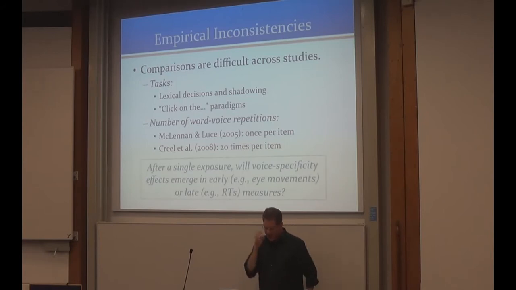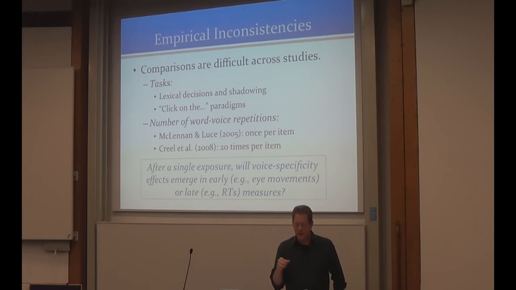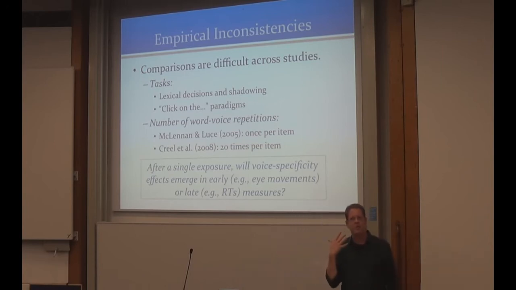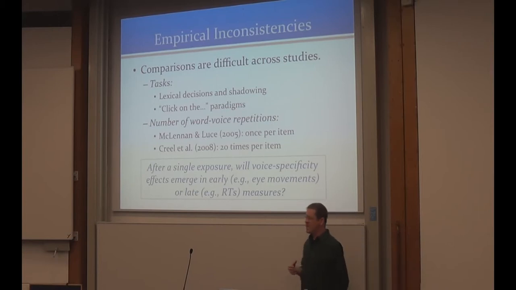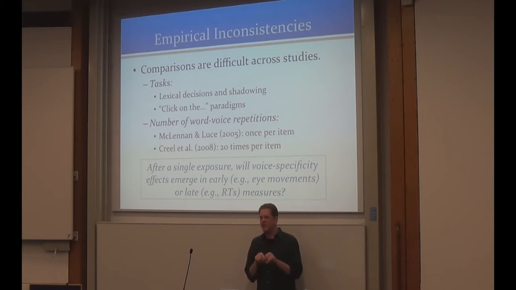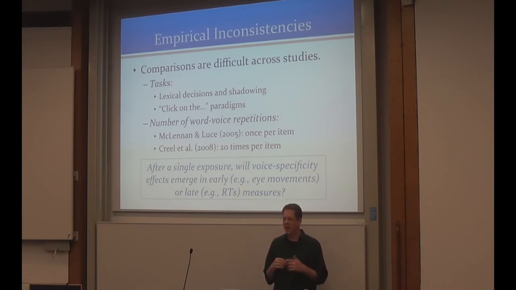So our question is, after a single exposure, like McLennan and Luce use, and like I've done in most of my work, a person hears a spoken word in a certain voice one time. Can we find voice specificity effects that emerge early in processing? Earlier than adaptive resonance says that you should see them. Will it be robust? Will it be early by anybody's reasonable measure of earliness? In the world of spoken word recognition, making word-non-word decisions to monosyllables takes about 700 milliseconds. Bisyllables, about 900 milliseconds. Can we show a voice effect before the word is over, for example?